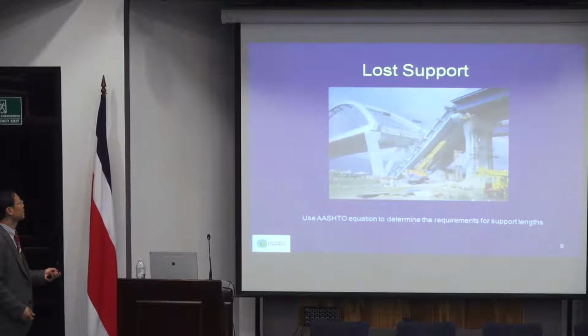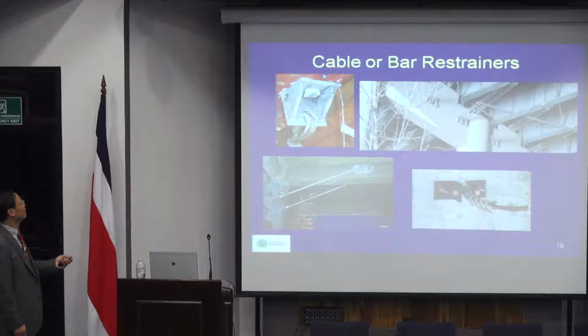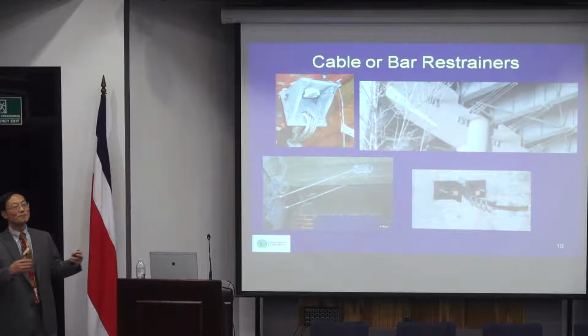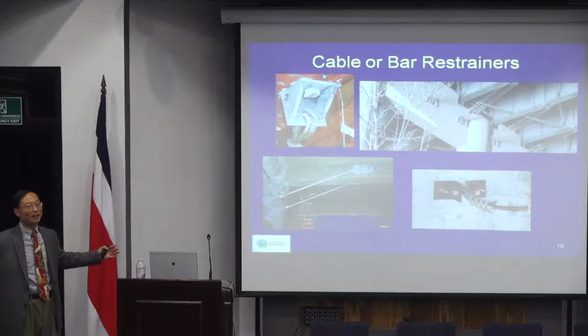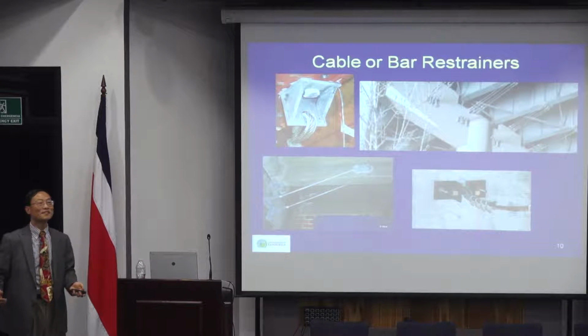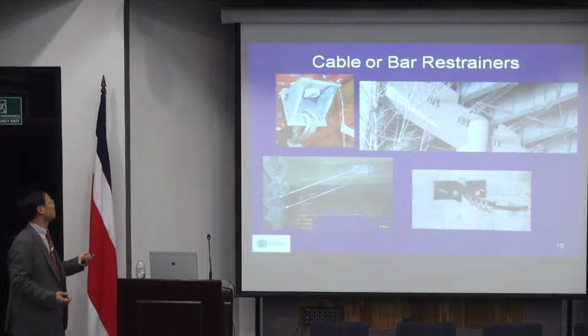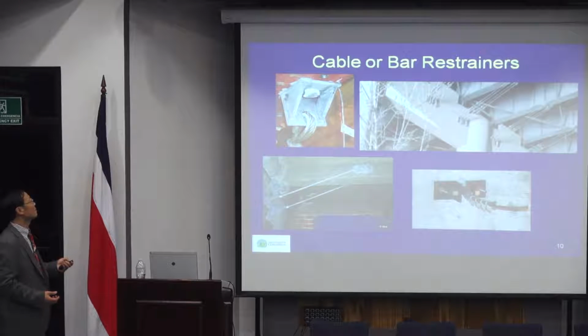So first, loss of support. To address losing support, when you do a new design, you can calculate how much support length is needed. But for an existing structure, you cannot do that. So what you can do is provide cable or bar restraints. Typically, people use cables. You can use bars, but cable is more flexible.